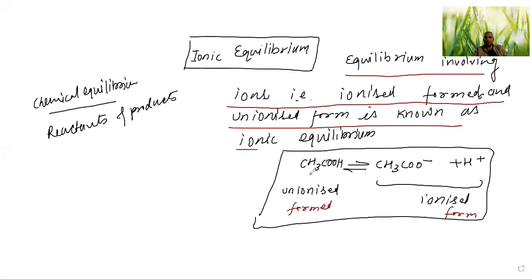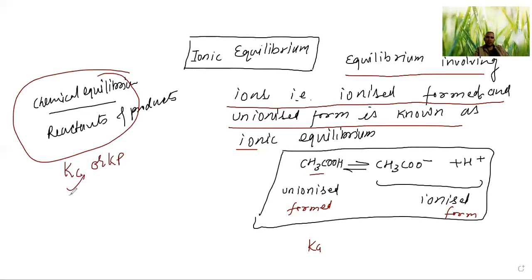If it is an acid, how will we write it? That is Ka. Earlier, in chemical equilibrium, we were using Kc or Kp: generally Kc for concentration, Kp for partial pressure. Here we use Ka because it is an acid. So it will be CH3COO minus in one bracket, H plus in another bracket, divided by CH3COOH. This is what is known as ionic equilibrium.